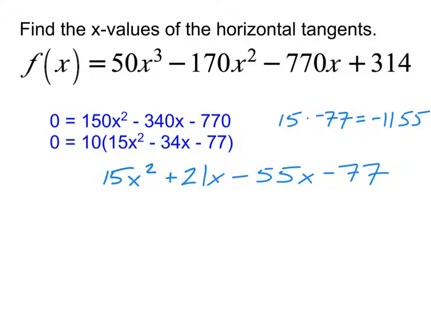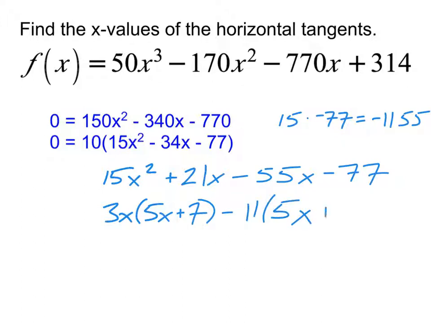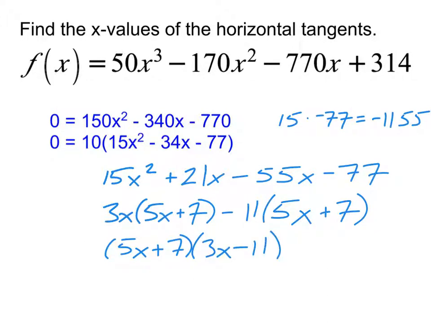Then with the grouping method, we factor out of the first two terms anything we can, and then we factor out of the last two terms anything we can there as well. And so we end up with a 3x factored out of the first two. That leaves me with 5x plus 7. And then out of the last ones, I factor out a negative 11, which leaves me again with 5x plus 7. Notice that inside the parentheses is the same. That's good. That's what we want. And so it factors down to be 5x plus 7 times 3x minus 11.